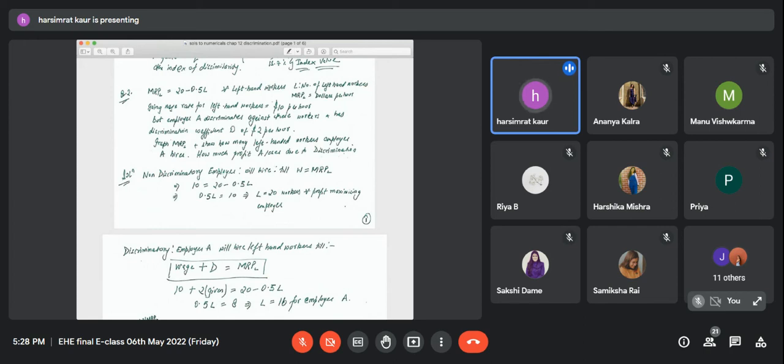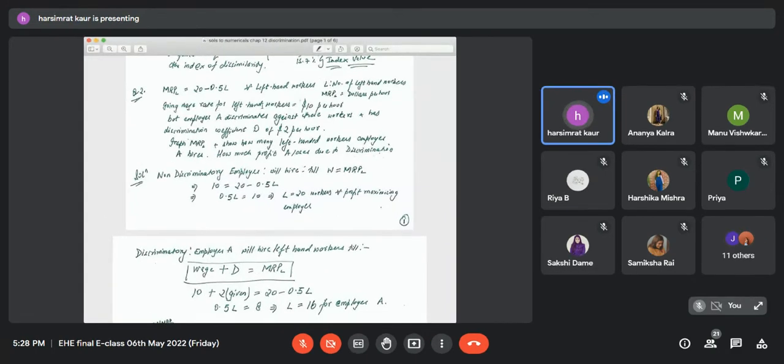Hand workers. Okay, so there are different sectors, different types of workers. L is the number of left-hand workers. MRPL is the revenue or the wage, dollars per hour. The wage rate for left-hand workers is set at $10 per hour. So this wage rate is already set. So W equal to MRPL is the profit maximizing situation.